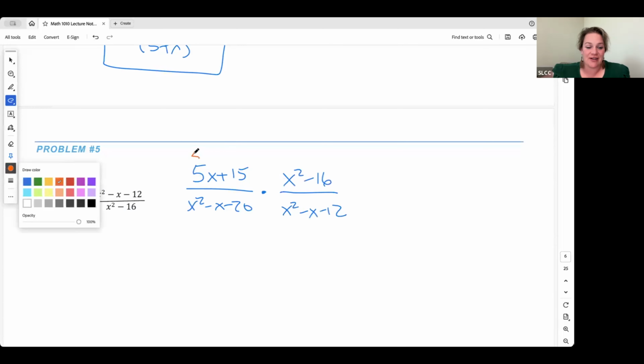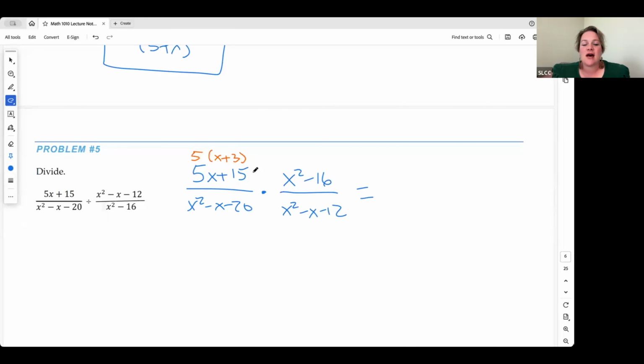The first numerator, I can factor out a 5, and I'm left with x plus 3. No other pieces have a GCF, so I continue with my pattern. The first piece is 5 times x plus 3. The next numerator is the difference of squares, so x plus 4 times x minus 4. Then I look at the denominators.